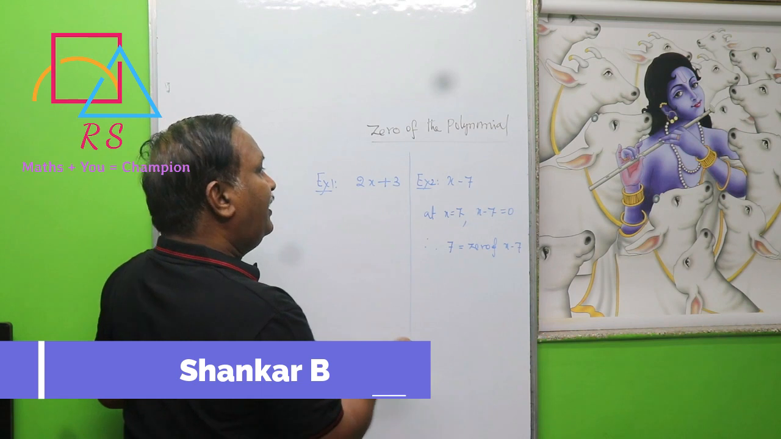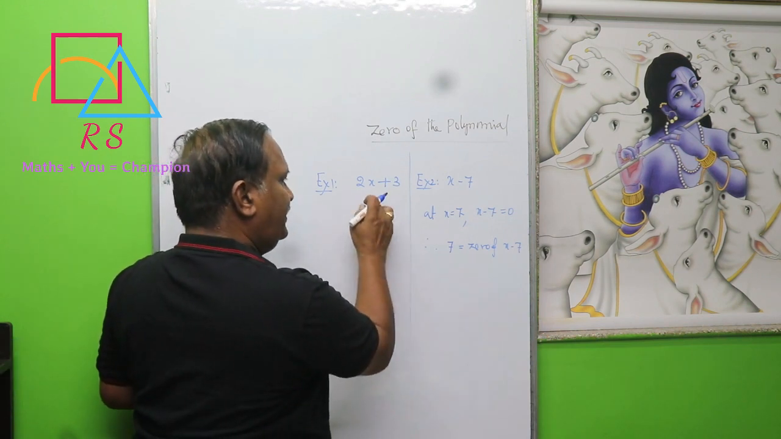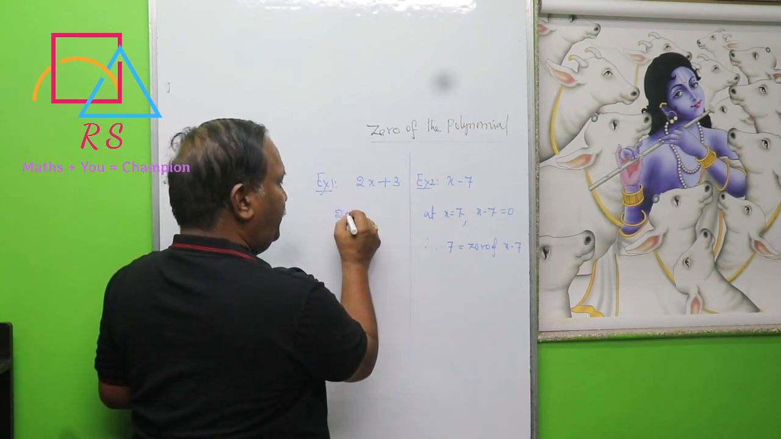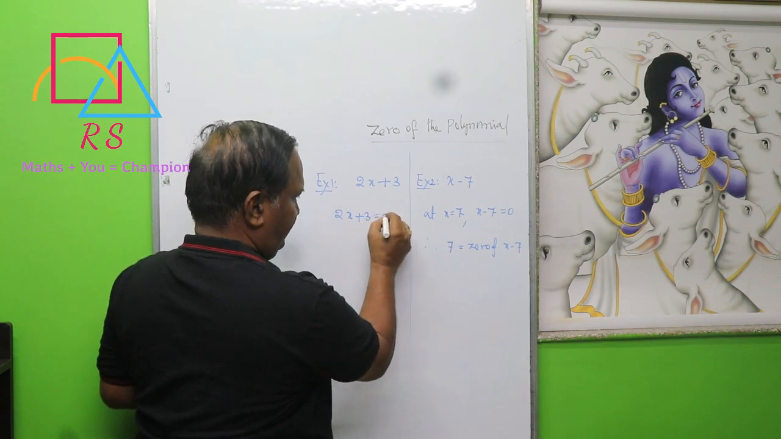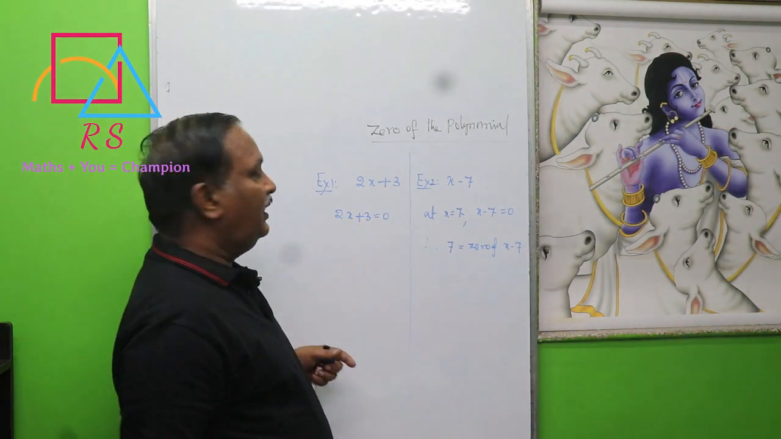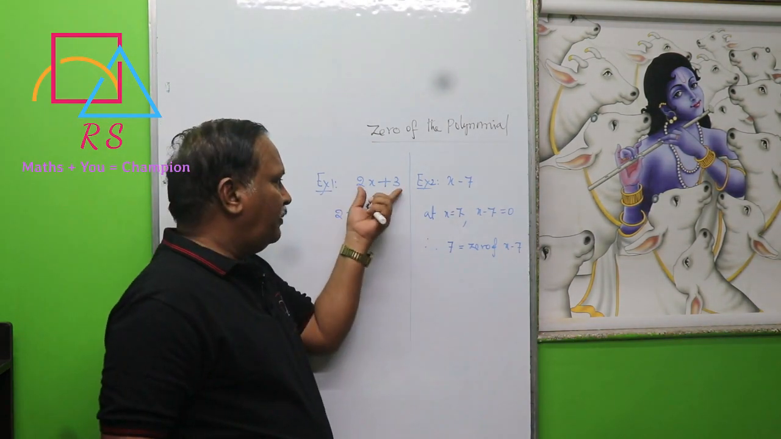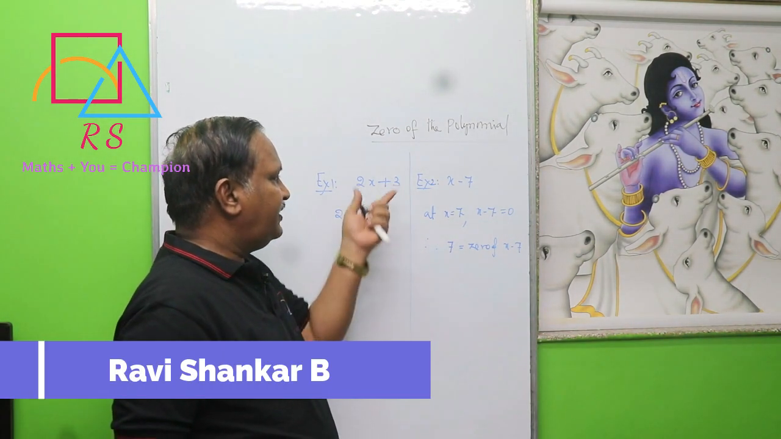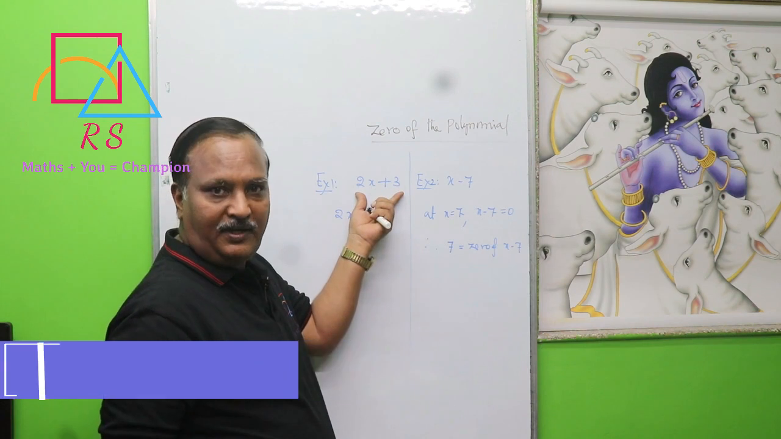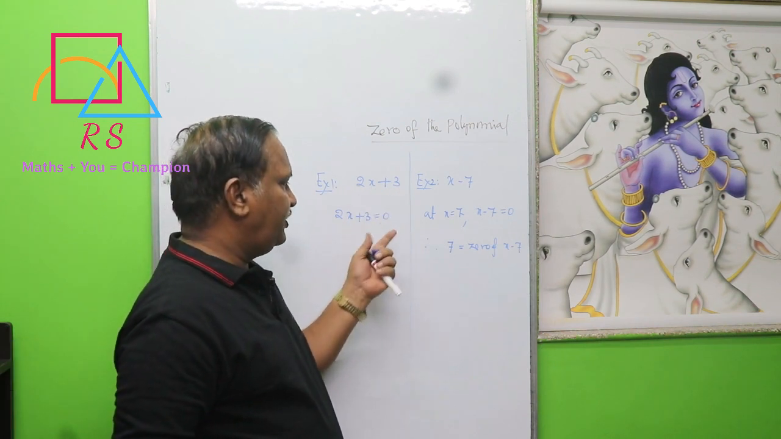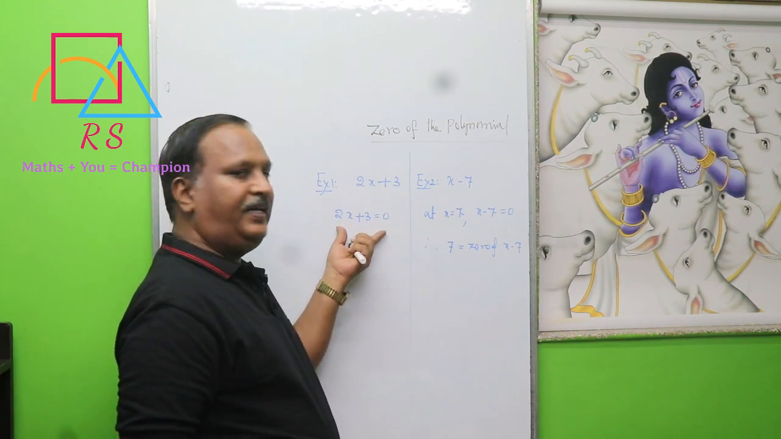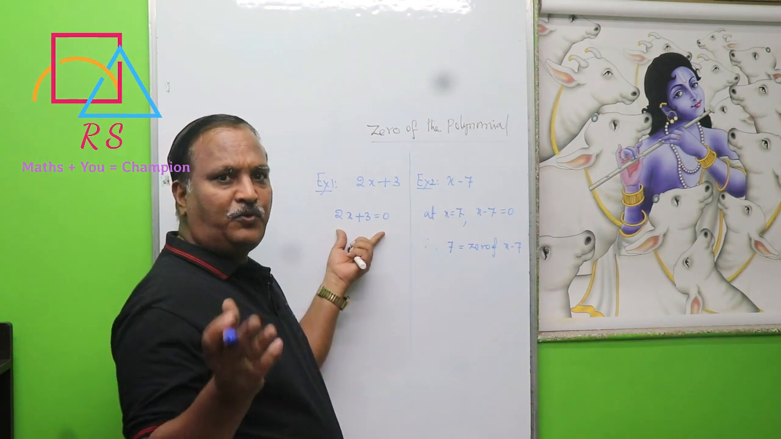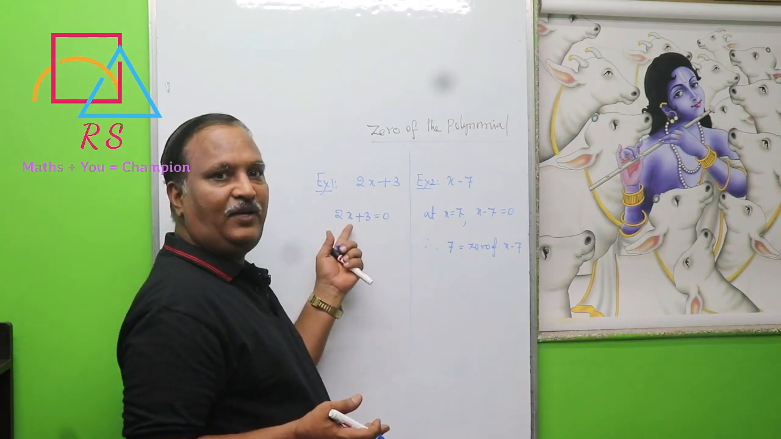Now, let us understand how to find this zero. You equate it to 0 first. Then the polynomial becomes an equation. When there is no equal to sign, this is a polynomial, a linear polynomial. When you put equal to 0, then this becomes an equation. You know how to find the value of the variable in an equation.